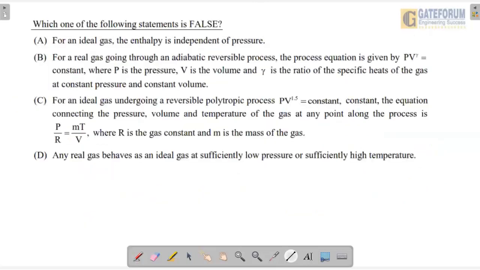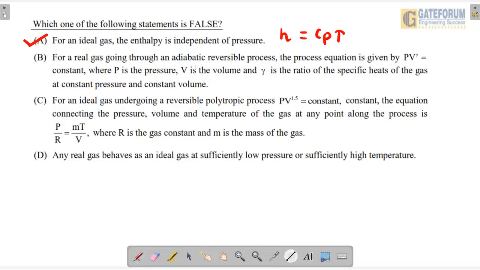Next question. Very easy, guys. See? Which one of the following is false? It is asked in this. See, my dear. Which of the following is false? For ideal gas, enthalpy is independent of pressure. It is absolutely right. For an ideal gas, enthalpy H is equal to CP T. It is independent of pressure.